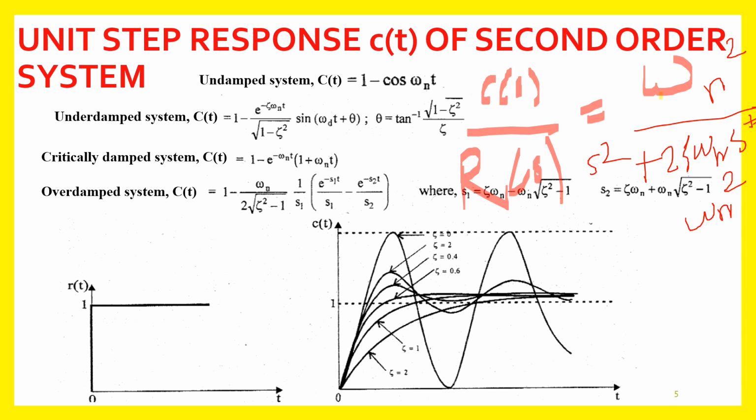So for the system, R of S is given as 1 by S. When R of S is given as 1 by S, we get these kinds of response equations.